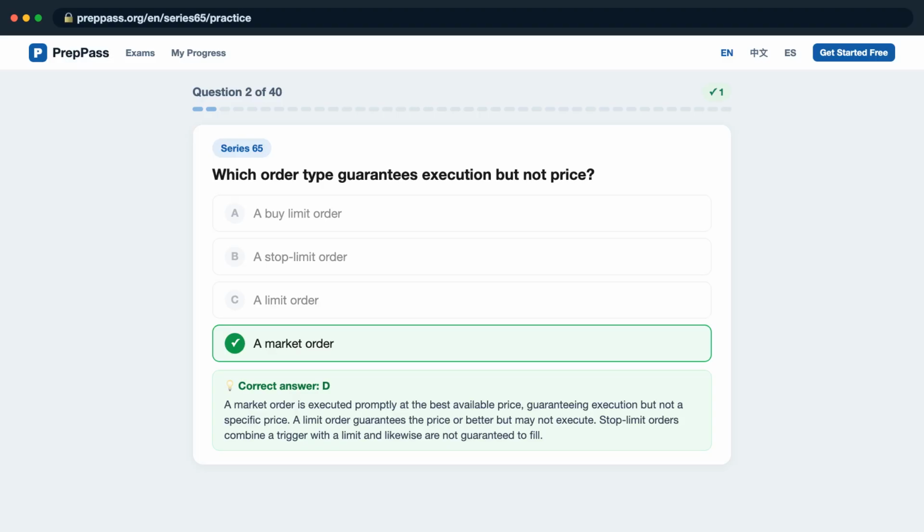A market order is executed promptly at the best available price, guaranteeing execution but not a specific price. A limit order guarantees the price or better but may not execute. Stop limit orders combine a trigger with a limit and likewise are not guaranteed to fill.